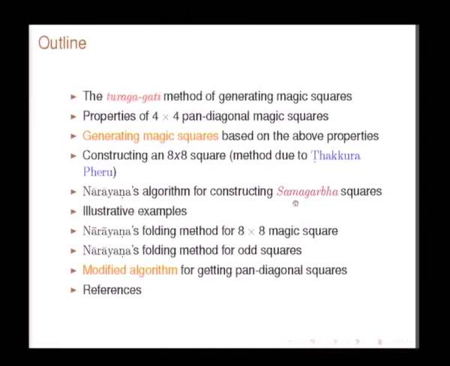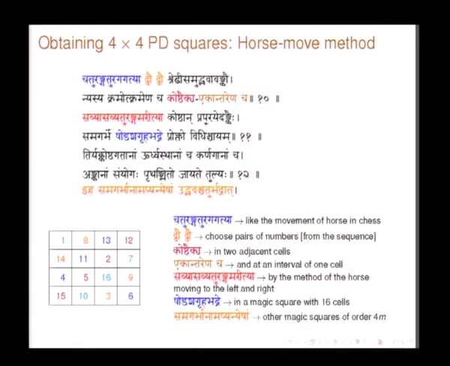square. So this is what is called the Samputa method of Nārāyana, and we will do that for Samagarbha squares, and then we will also extend it to Vishamagarbha squares, and then we will work out a couple of examples for 8 by 8 magic squares. That will more or less bring the discussion on magic squares to the end.